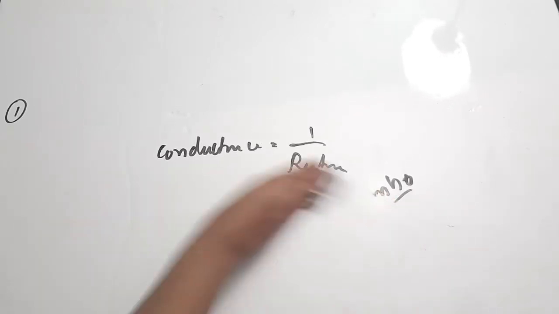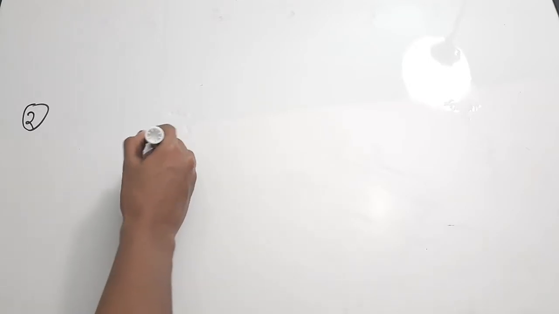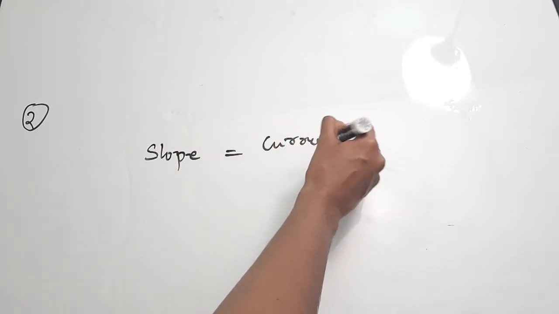Moving on to the second question. You can see the questions while discussing the solutions. The second question is, in a current voltage relationship graph of a linear resistance, the slope of the graph will indicate dash. So this graph is indicating current voltage relationship, not voltage current relationship. So what is the slope of the graph indicating? The slope of the graph will be current by voltage, right?